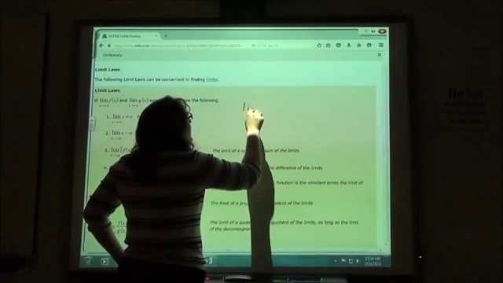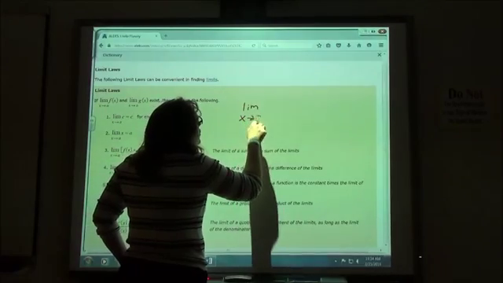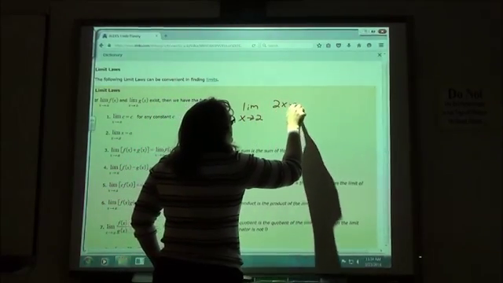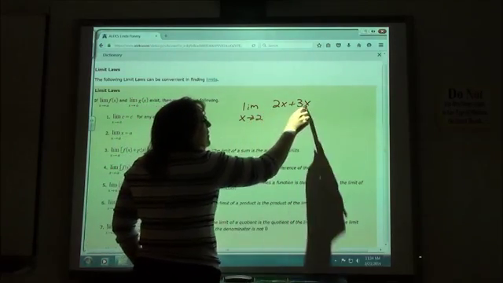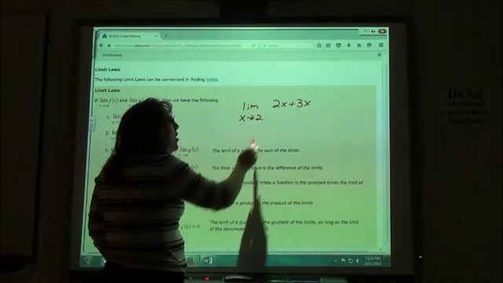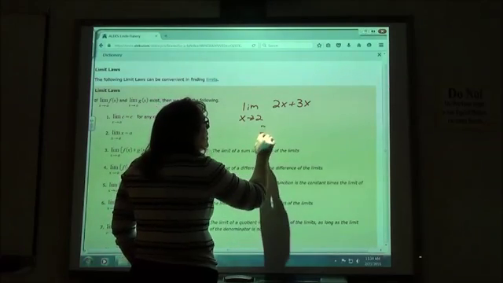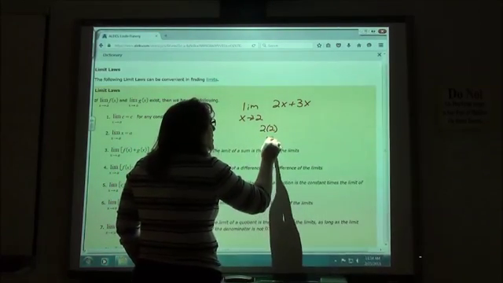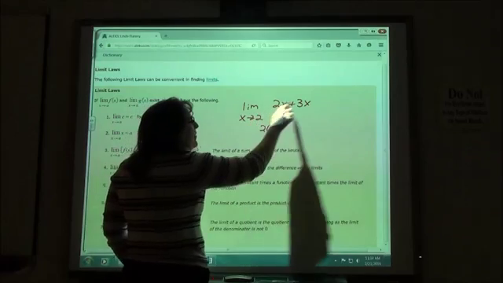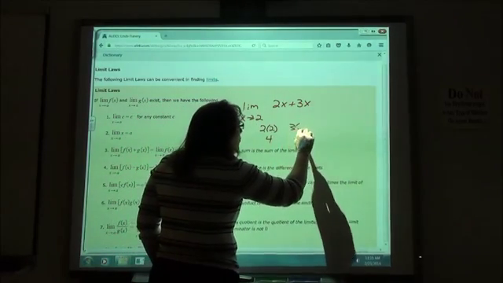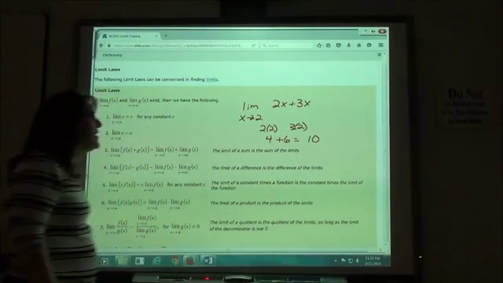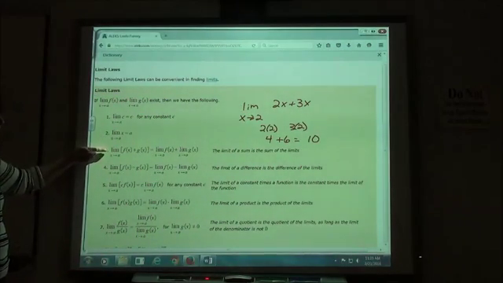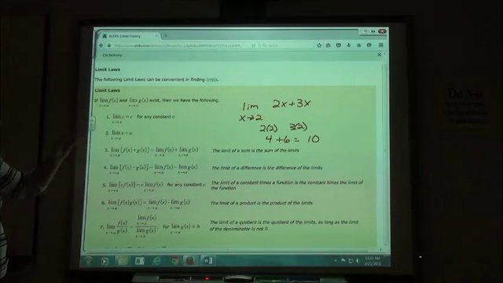If I would have the limit as x approaches 2 of 2x plus 3x, I would find the limit of this and the limit of this and add my answers together. Well, if I'm going to find the limit of 2x, I'm going to take 2 times 2, which is 4. If I'm going to find the limit of 3x, I would take 3 times 2, which is 6, so my limit ends up being 10. So it's just saying I could split them apart and find the limit of each of them separately, and then I get my answer.